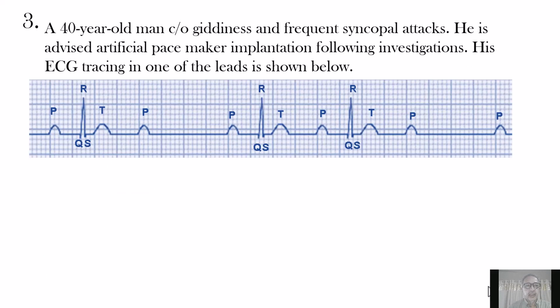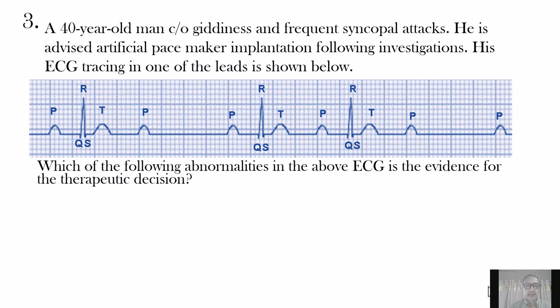myocardial infarction. 3. A 40-year-old man complains of giddiness and frequent syncopal attacks. He is advised artificial pacemaker implantation following investigation. His ECG tracing in one of the leads is shown below. The ECG shows abnormality with no relation between P and QRS. P occurs independently and regularly. QRS occurs independently of P but irregularly. You can see the RR interval changing. Question: which of the following abnormalities in the above ECG is the evidence for the therapeutic decision? The therapeutic decision is implantation of the pacemaker because of the irregularity in the heart rate and his symptoms.